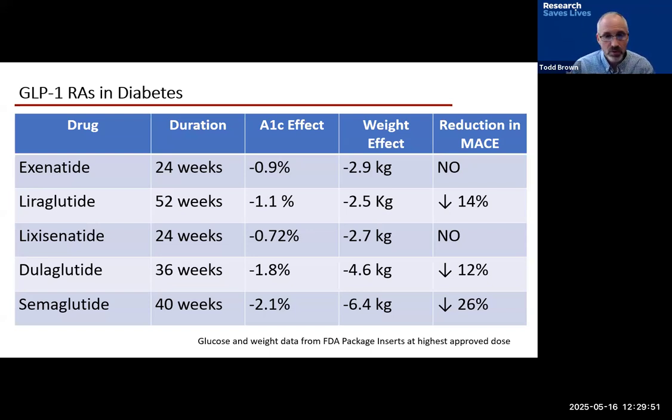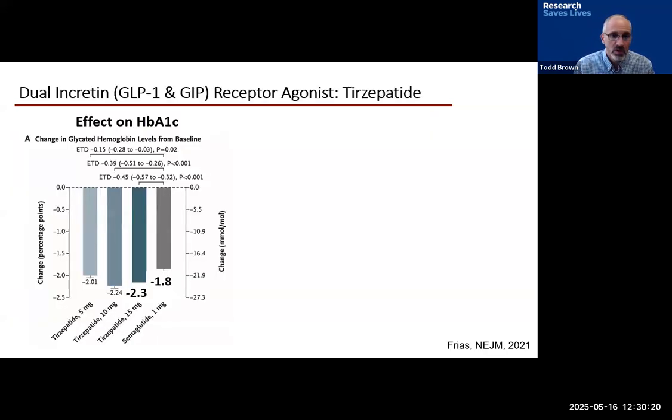The weight effect is really important, but it's the effect on MACE, major adverse cardiovascular events, that really is critical here. So the drug not only decreases glucose, not only decreases weight, but decreases the risk of a cardiovascular event. That's really important, and by quite a big margin: 26% in the semaglutide post phase 4 trials. And so really important. We have a newer drug. I guess it's not new anymore, but we're using quite a bit of it.